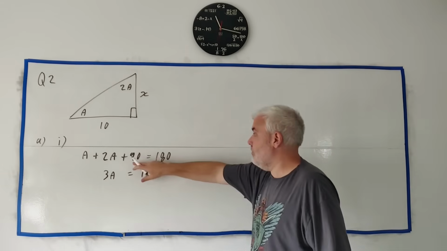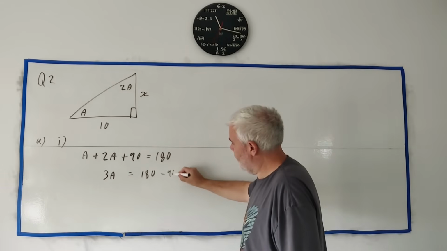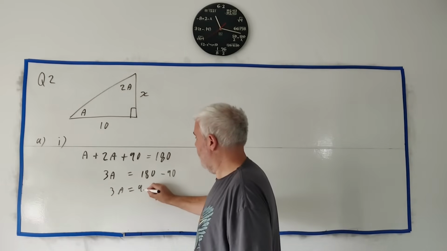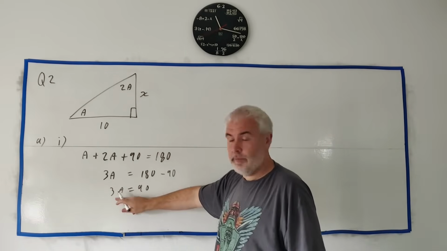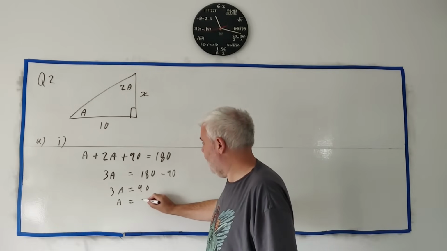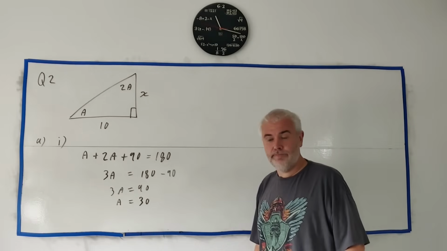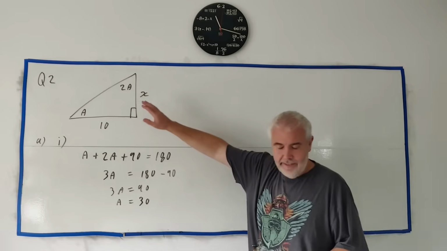Take 90 from this side, it disappears. Take 90 from this side. 3A is equal to 90. Divide both sides by 3. We get A on the left and we get 30 on the right. You've answered part 1. For part 2, they want us to find x.